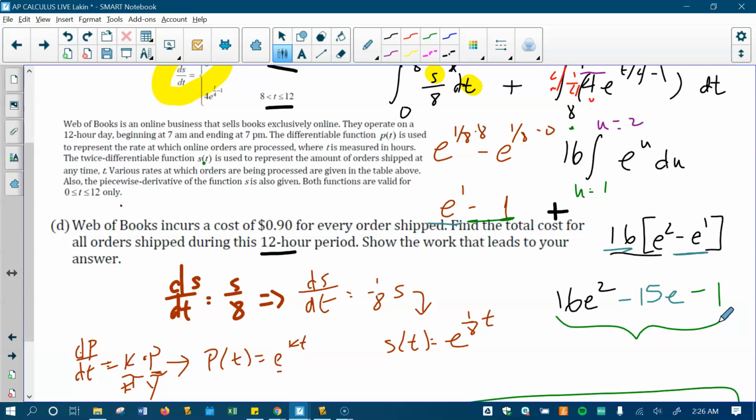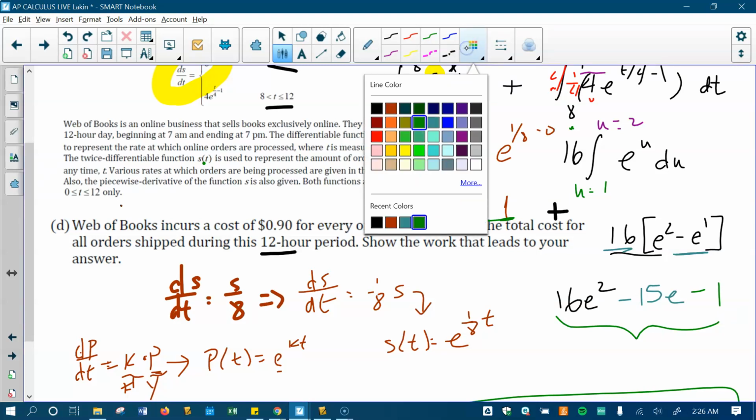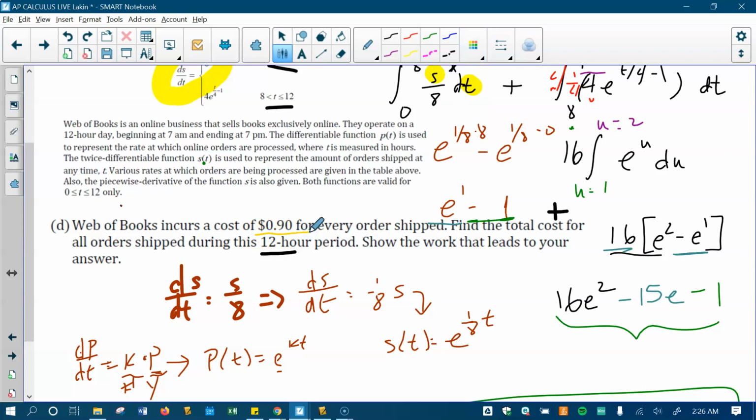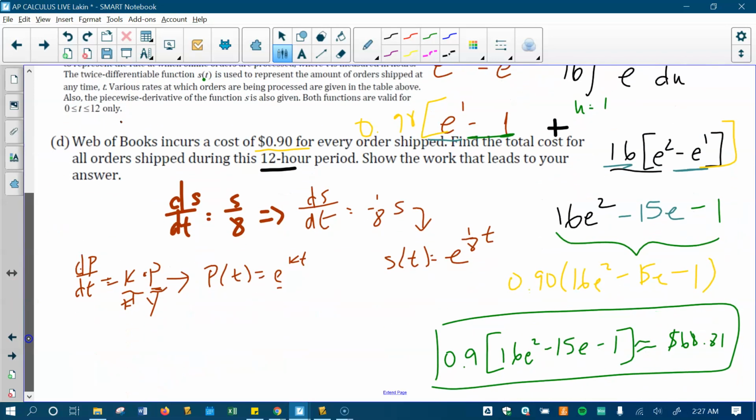Each order is going to cost me 90 cents. So I have to take that 90 cents and multiply it by the total I have. So 0.90 times 16e squared minus 15e minus 1 is going to be my answer. And again, if you're short on time, this would have definitely sufficed for your answer. Or you could have simplified it if you had the time and gotten $68.81 as the cost of shipping for Web of Books.